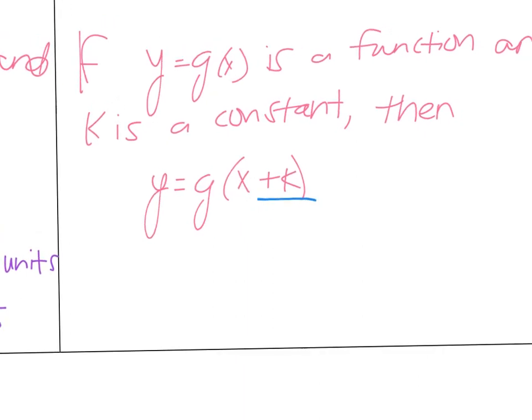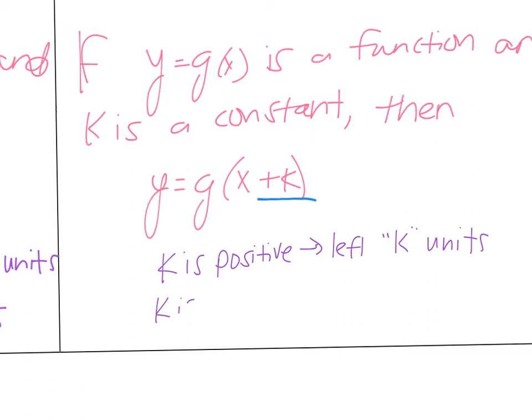Stipulation again here, this is a little bit different. Here, if k is positive, then we shift left k units. If k is negative, we shift to the right k units.